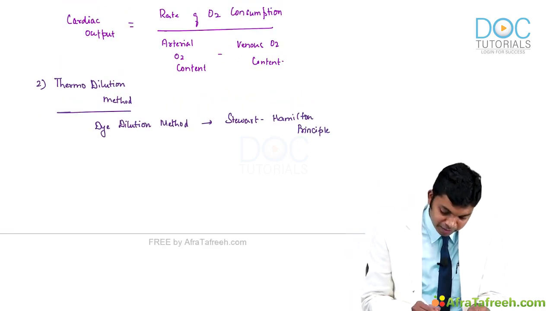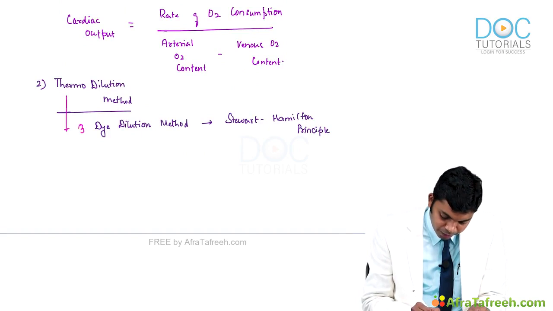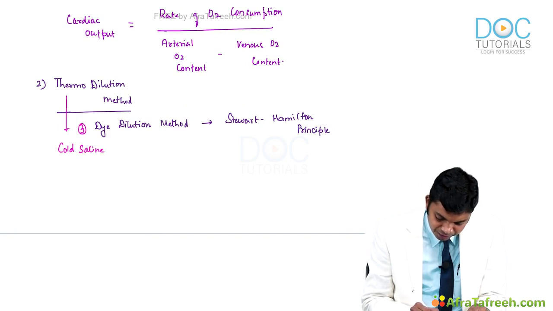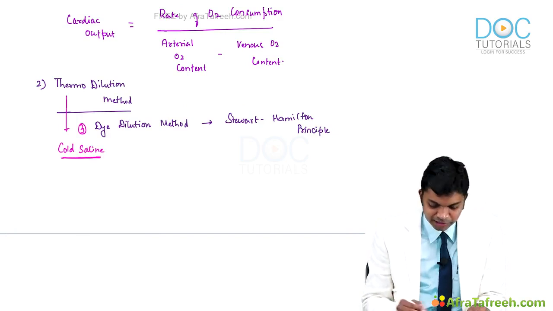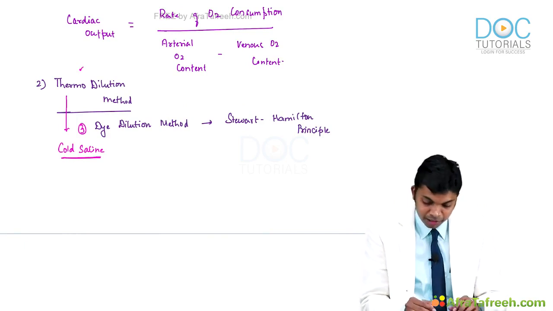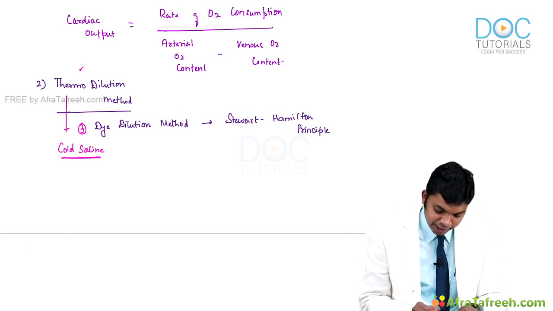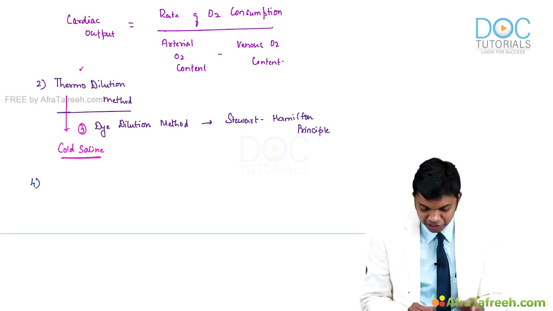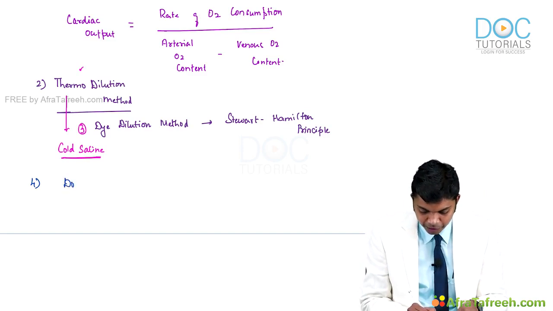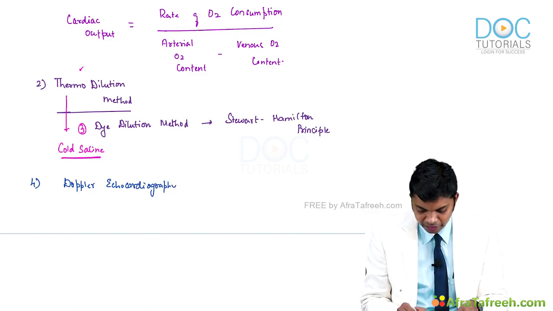In the thermodilution method, we use a special dye that is nothing but cold saline. Instead of dye, if you use cold saline, we call this the thermodilution method. But the novel techniques include measurement of cardiac output by Doppler echocardiography, doctors. Just a very small topic.